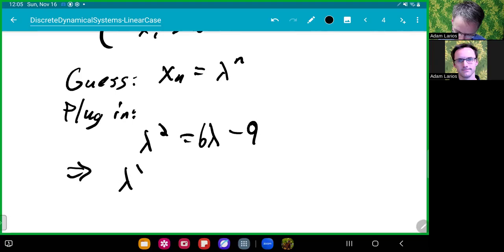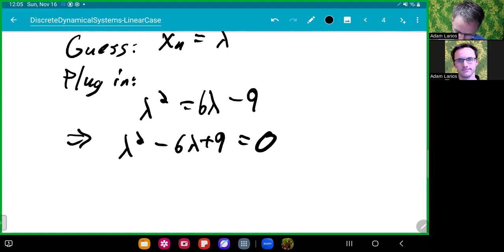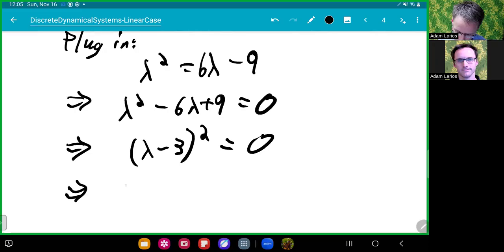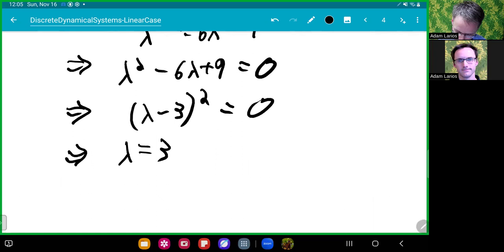If we get everything on one side, we get a quadratic equation of this form, and factoring that gives us a repeated root. So we have lambda is equal to 3, but no other solution. And this becomes a problem because if we try to guess, so right, we have a repeated root.